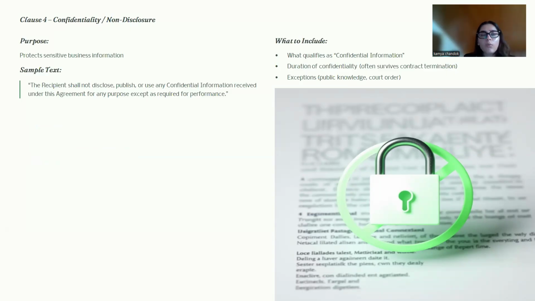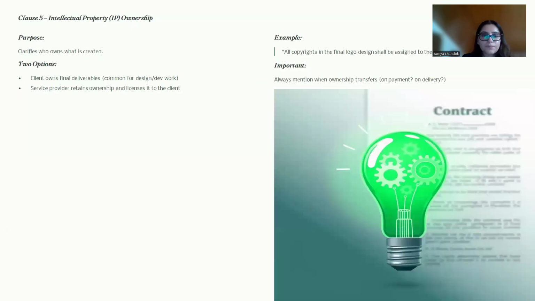It must include what classifies or counts as confidential information. It must mention the duration of your confidentiality, for example, 2 years post the contract or so on. And it also must include exceptions when the information is to be disclosed, for example, court orders. In simple terms, it's about keeping things private even after the contract ends.